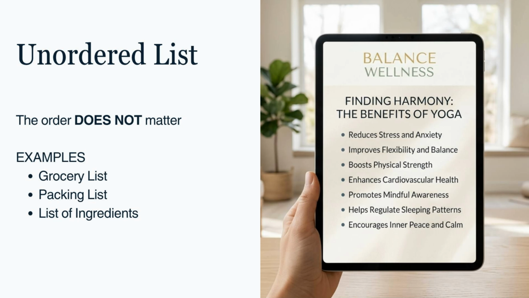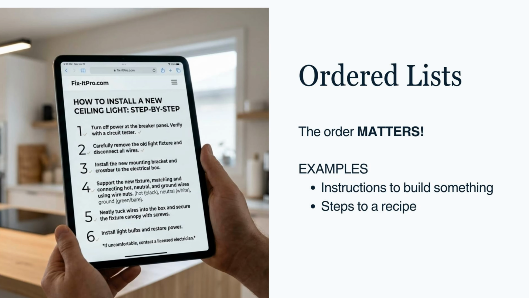There are unordered lists, which are what we normally think of as a bulleted list. In these lists, the order of the items doesn't matter. Think grocery list, packing list, or list of ingredients for a recipe. The other type of list is called an ordered list. And yep, you guessed it, the order matters, and these are built using numbers rather than bullet points. Examples of ordered lists would be instructions on building something or the steps to a recipe.